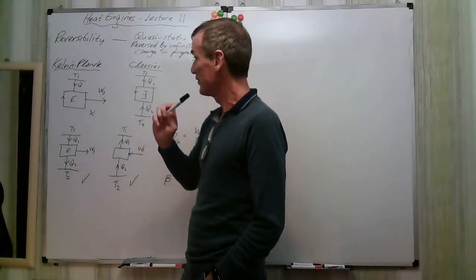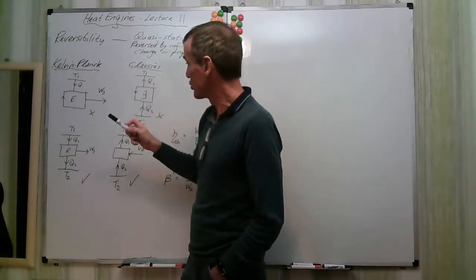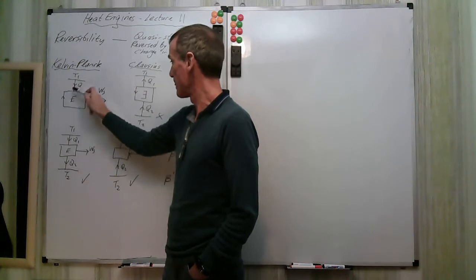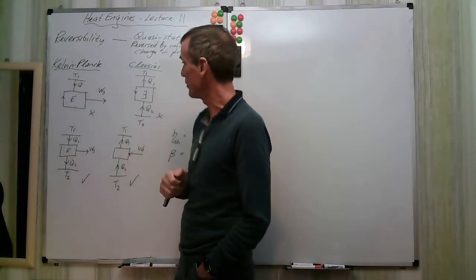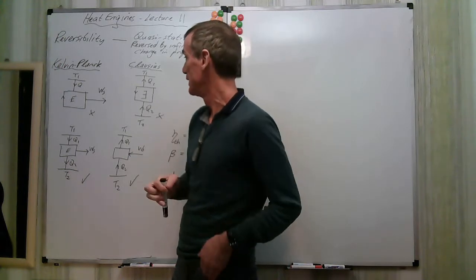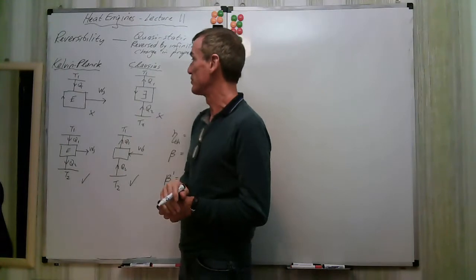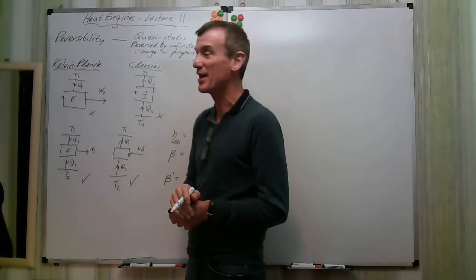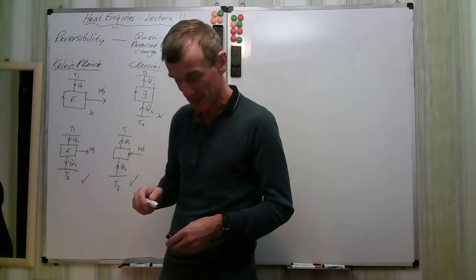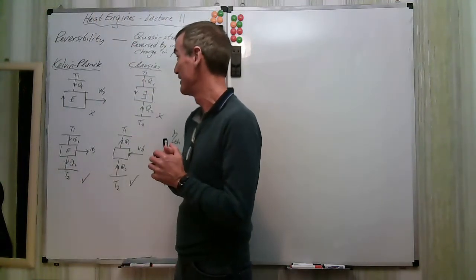So we have the Kelvin-Planck statement, which essentially says, if I've got something going through a cycle, a machine, a device, an engine if you like, operating on a cycle, then you can't have this. You can't take heat from a single reservoir and produce work. This is something you can't have.